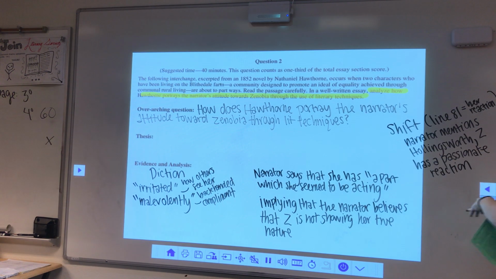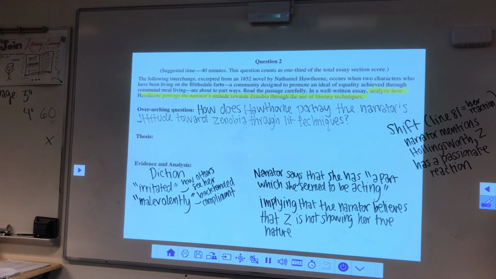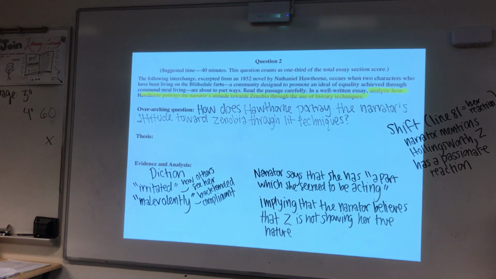My house. Okay, so there's a shift at line 81 where the narrator mentions Hollingsworth and then Zenobia has a passionate reaction. What does that tell us about the speaker's attitude towards Zenobia? What's he been trying to do this whole time? Kind of trying to break her and get her true feelings, right?